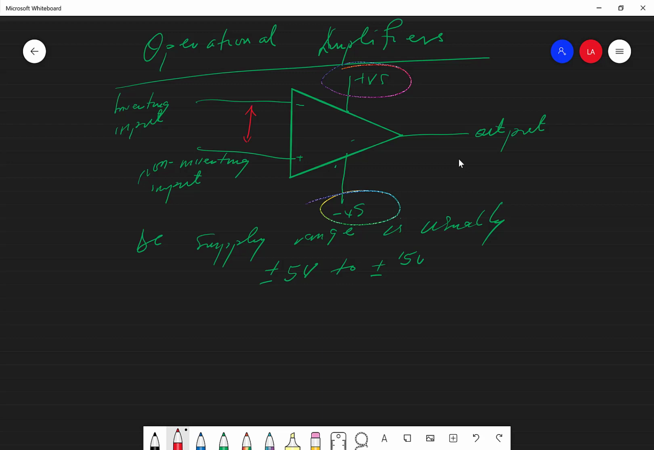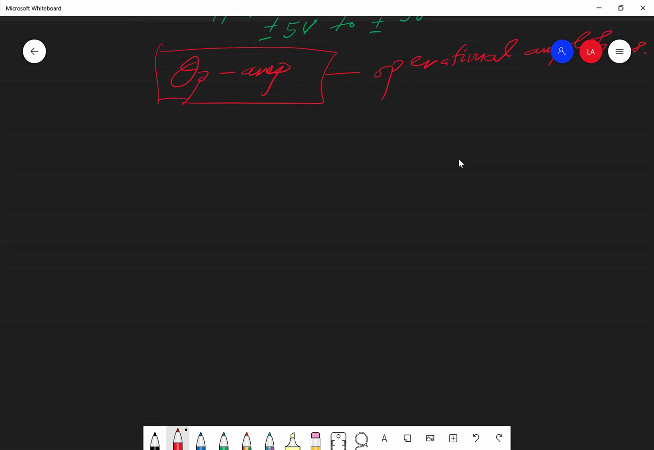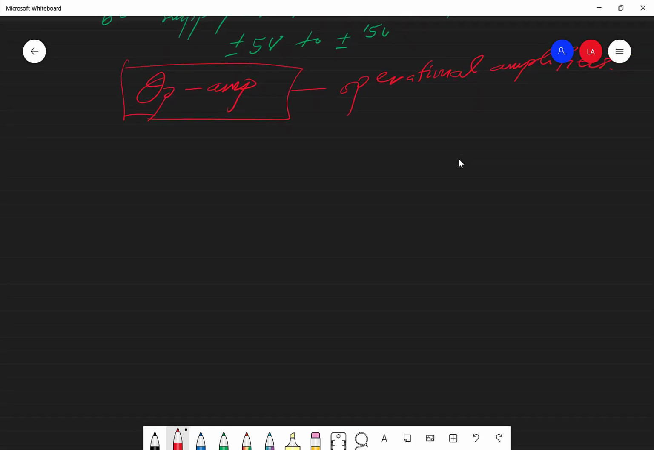So that is basically what an operational amplifier is, which in short most people will write, or in some literature you see, as op amp. It is a short form of operational amplifier. Now let's proceed and look at some basic explanation in detail, looking at a more detailed diagram of an operational amplifier. Pardon my sketch.